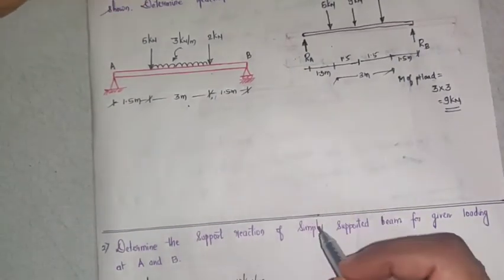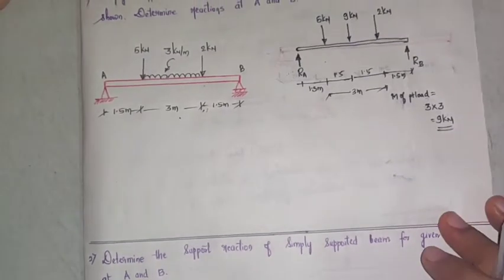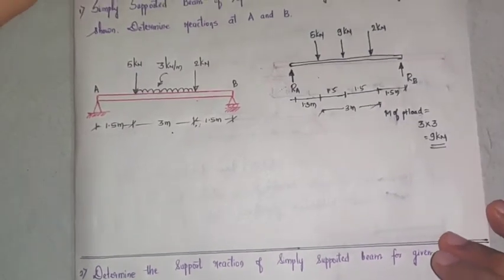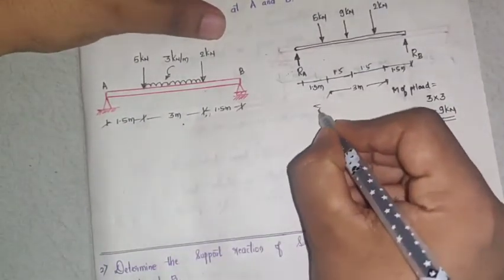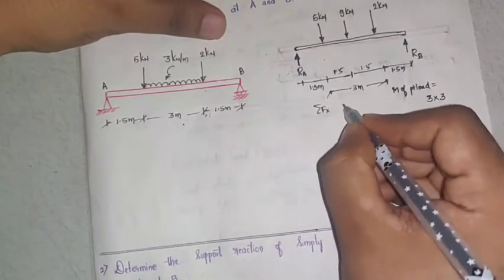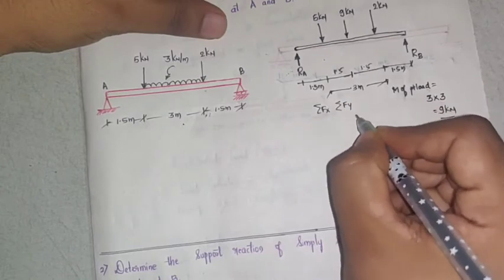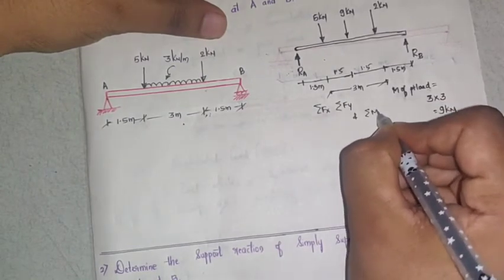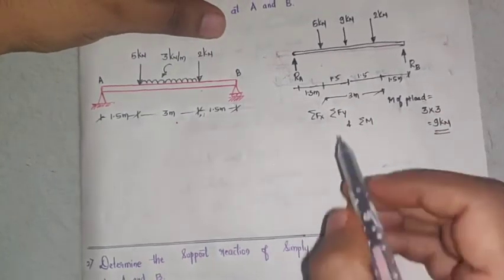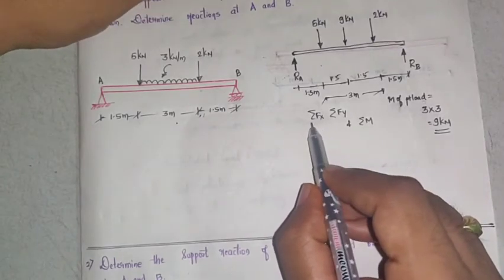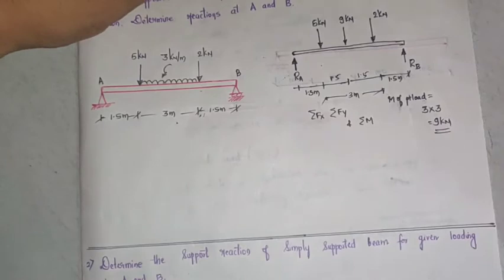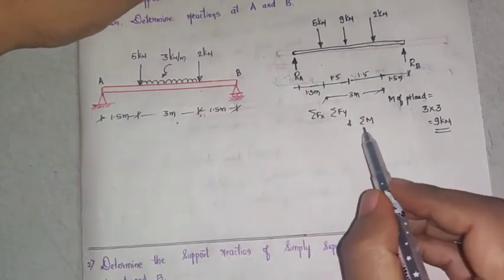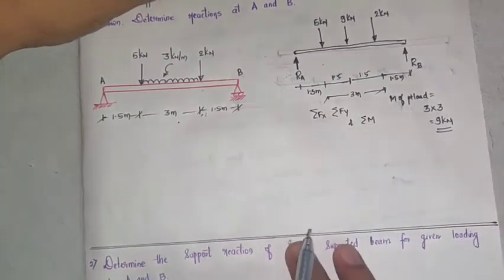To begin with, how many conditions of equilibrium do we have? We have 3 conditions of equilibrium: summation Fx, summation Fy and summation M. Summation Fx means the sum of all the horizontal forces, summation Fy is the sum of all the vertical forces, and summation M is the moment about a point.